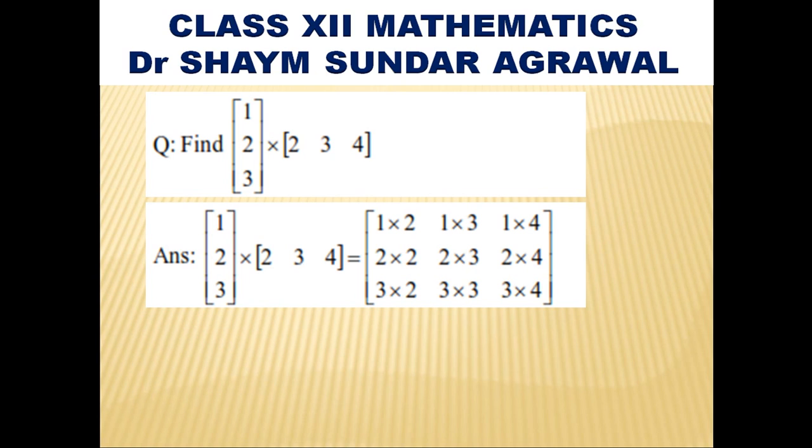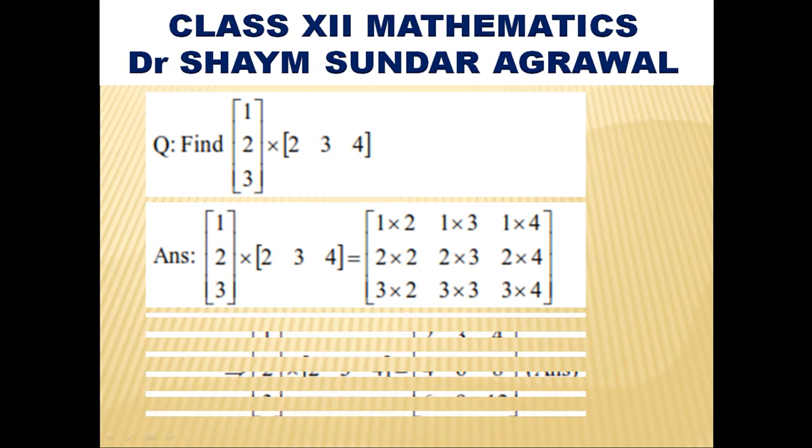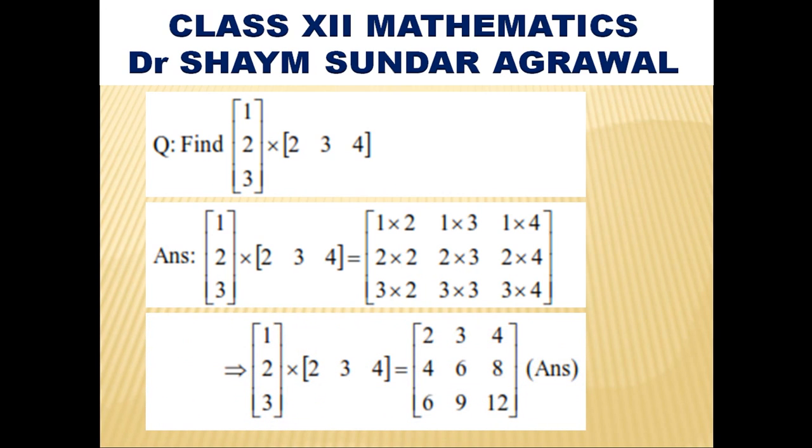So first row with first column, second column, third column. So 1 into 2, 1 into 3, 1 into 4. Next second row: 2 into 2, 2 into 3, 2 into 4. Next third row: 3 into 2, 3 into 3, 3 into 4. So now by multiplying this we got 2, 3, 4, 4, 6, 8, 6, 9, 12, a matrix of order 3 cross 3. Okay. Is it clear to all of you?